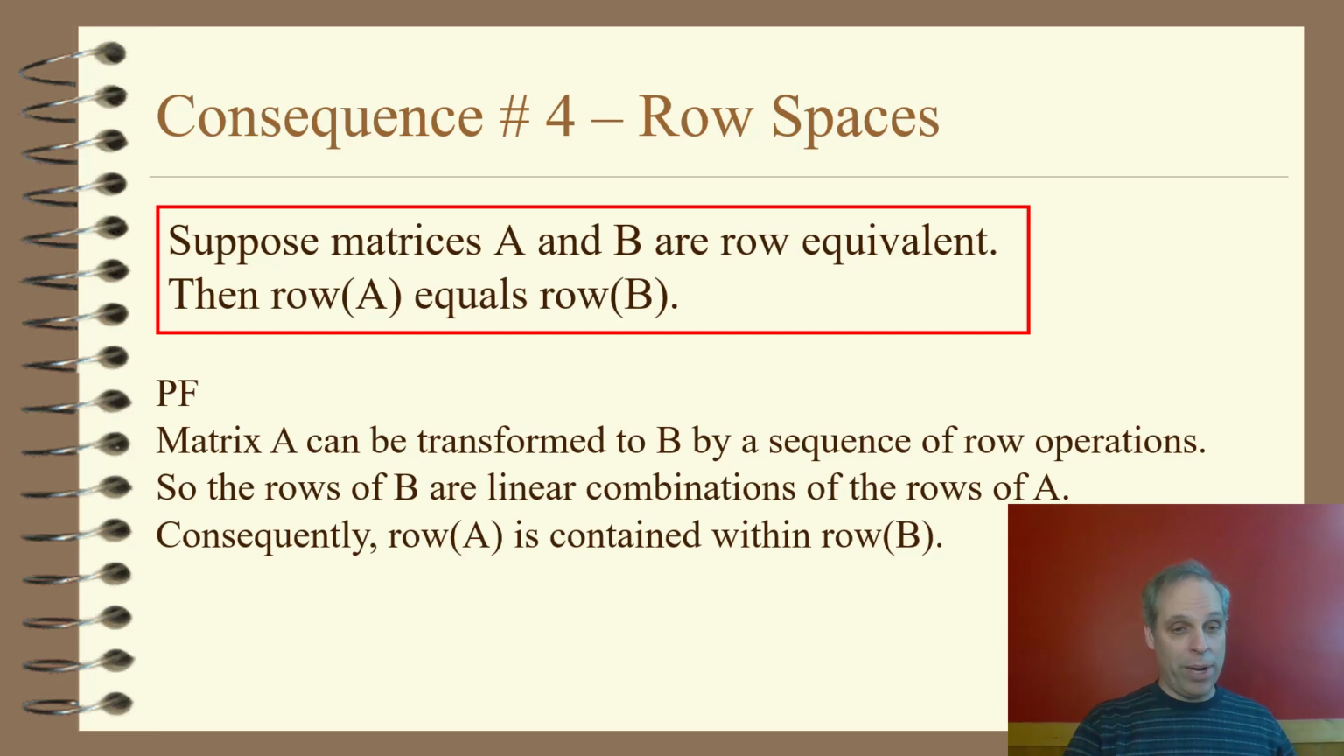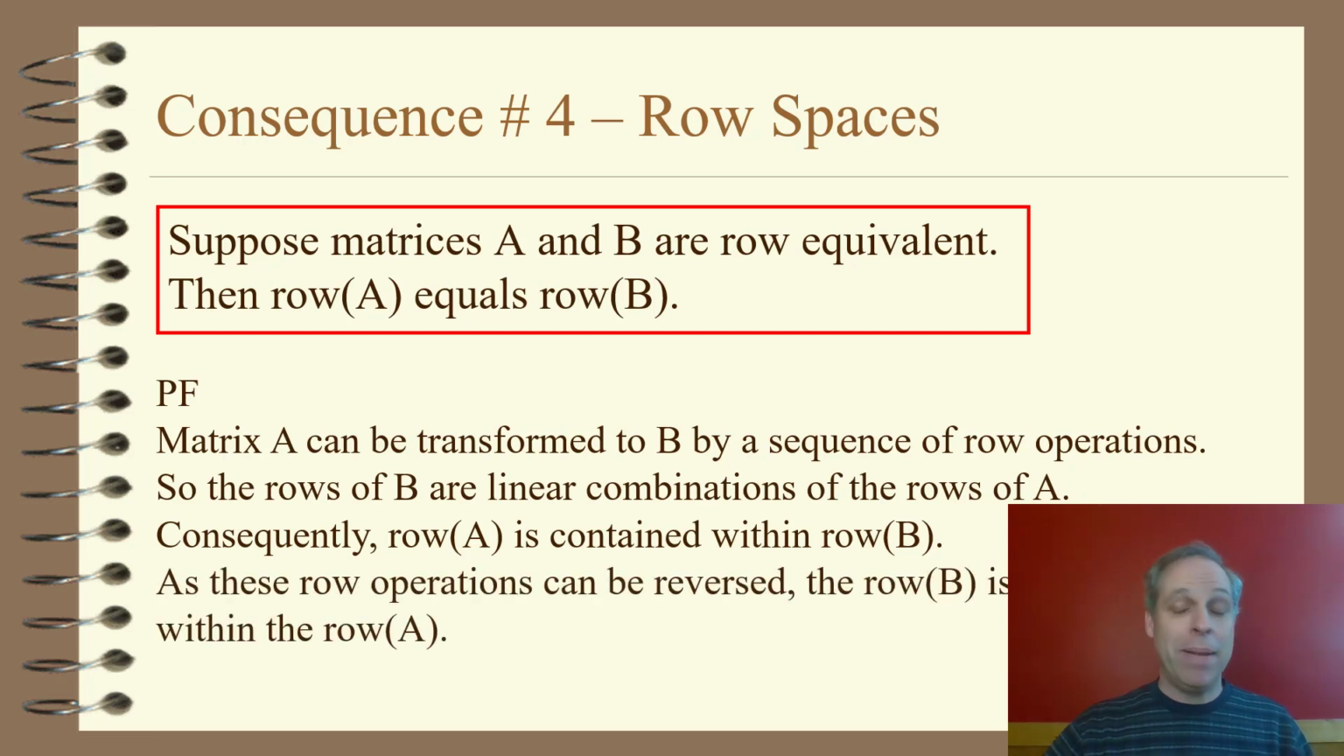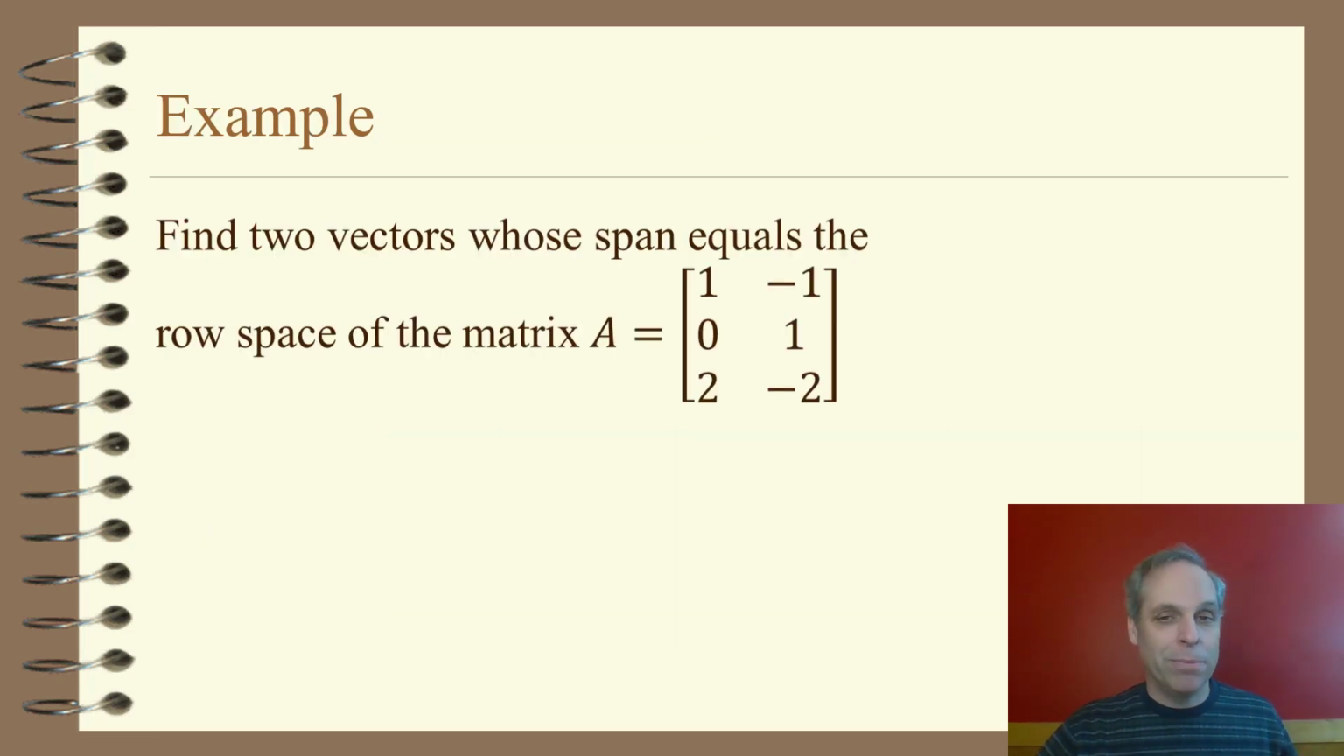But if there are row operations to transform A to B, there are row operations to go from B to A, and you can then just repeat the argument all over again. And that means that the row space of A is contained within the row space of B. So they're contained within each other. They have to be equal.